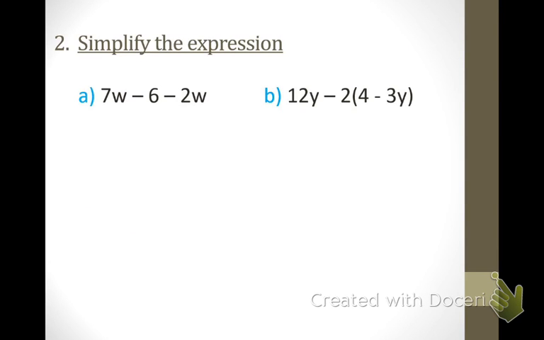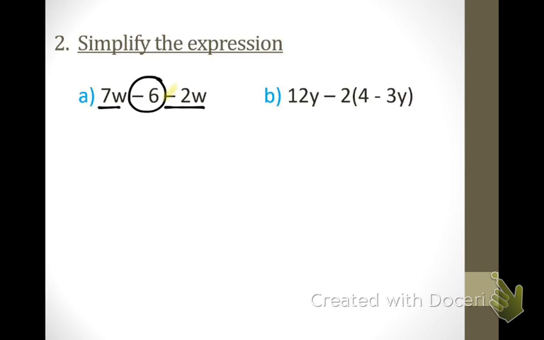Number 2 is asking us to simplify the expression. What does that word simplify mean? Simple. Make it more simple. It doesn't ask you to solve, just to make it more simple. Hope, do you see any like terms here? 7w and negative 2w. Very good job. And then that negative 6 is all by itself. Avery, will you go ahead and combine the like terms?